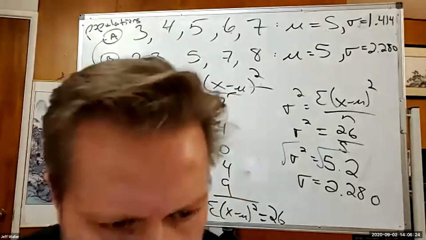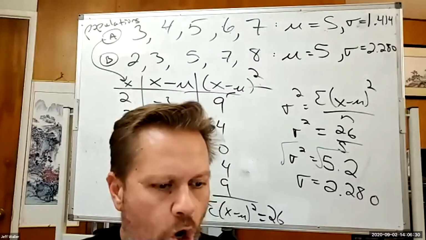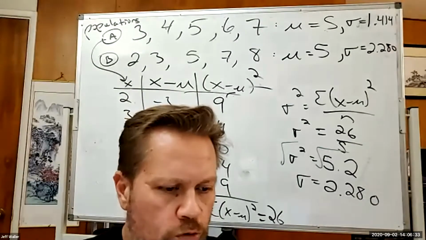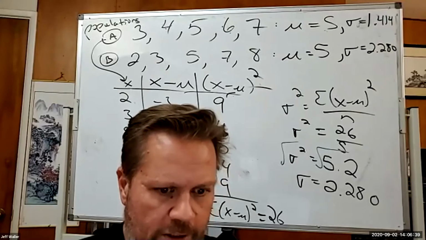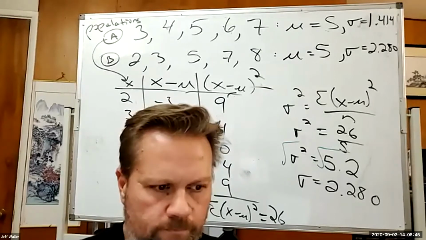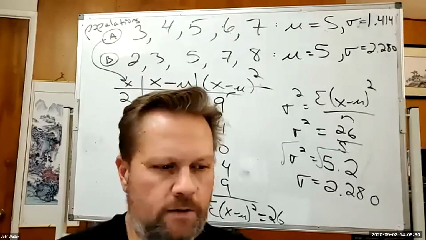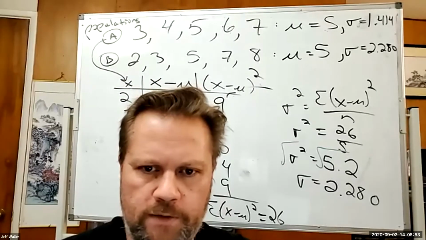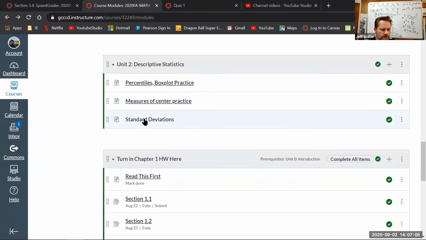Okay. So if you go to Canvas right now, there should be a standard deviations worksheet under Unit 2. The Unit 2 module, right? So if anybody needs me to show you where that is, maybe I'll just do it. So if you go to Canvas, you hit modules, standard deviations right there.